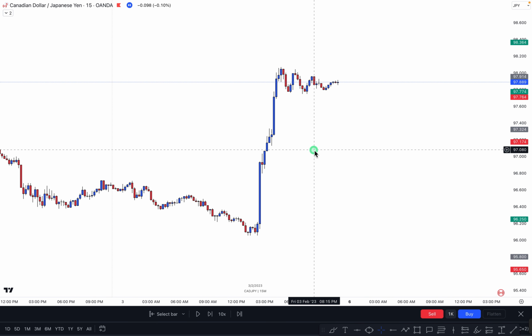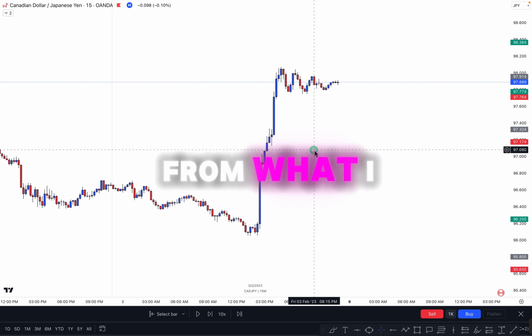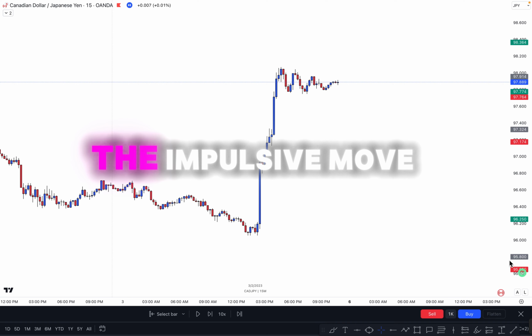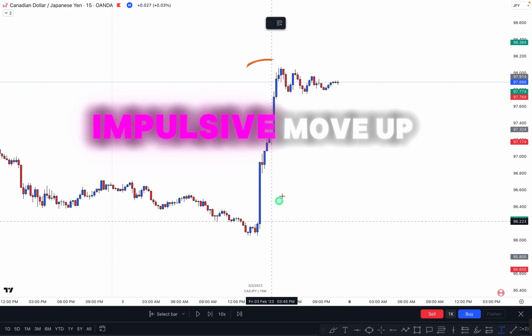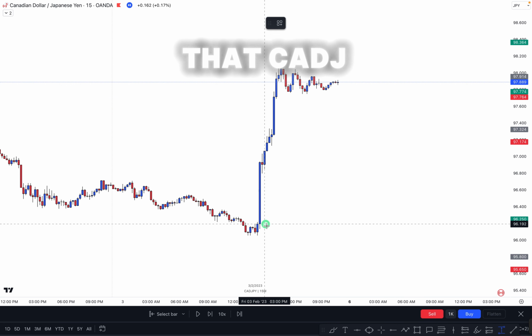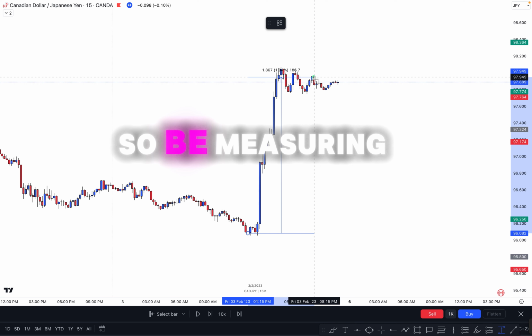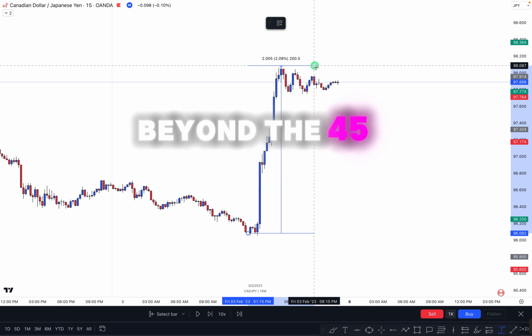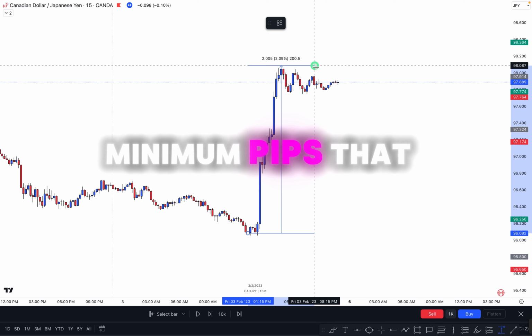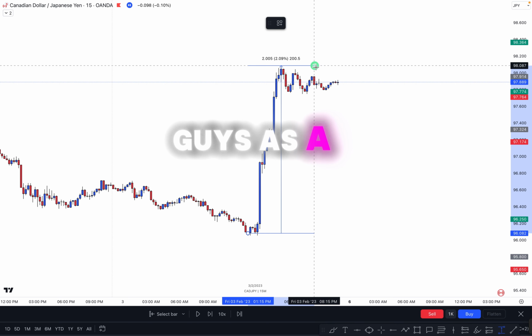Coming in M15, or 15 minutes time frame, what I said before is that you measure the impulsive move. Let me take the tool here, then you measure. You can see clearly from here to here, this is the impulsive move up that CADJPY made. So you'll be measuring from here to up. You can see it is way beyond the 45 minimum pips that I gave you as a condition before.